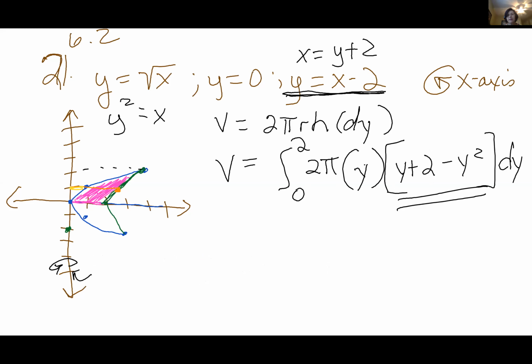We need to distribute the y through. Can we also kick out the 2 pi? Yes, if you want to. And then we will integrate from 0 to 2.